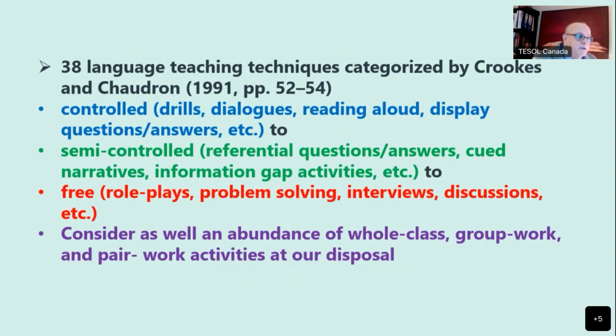And then there's a semi-controlled aspect, which is referential questions and answers, cued narratives, information gap activities, etc., all the way to free role-playing, problem-solving, interviews, discussions. So you see, this gets away from the grammar translation method because this is more interactive. Consider as well an abundance of whole class, group work, and pair work activities that we have at our disposal.